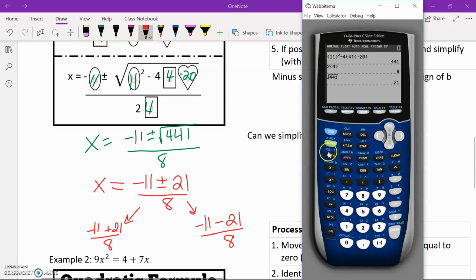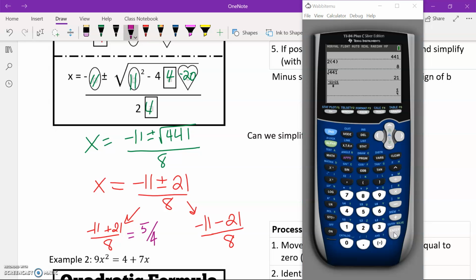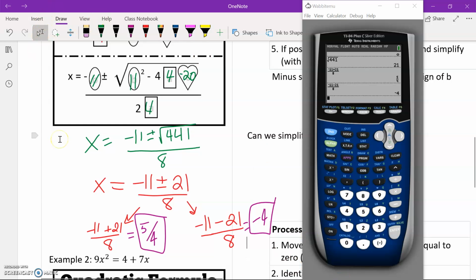So I'm going to take my calculator, go alpha y equals, so I can get my fraction. Negative 11 plus 21 over 8 gives me 5 over 4. So that is one of our answers. And then I can do second the enter button to get the entry again and just change that plus to a minus sign. And we get -4. So our two answers to this quadratic are 5/4 and -4.